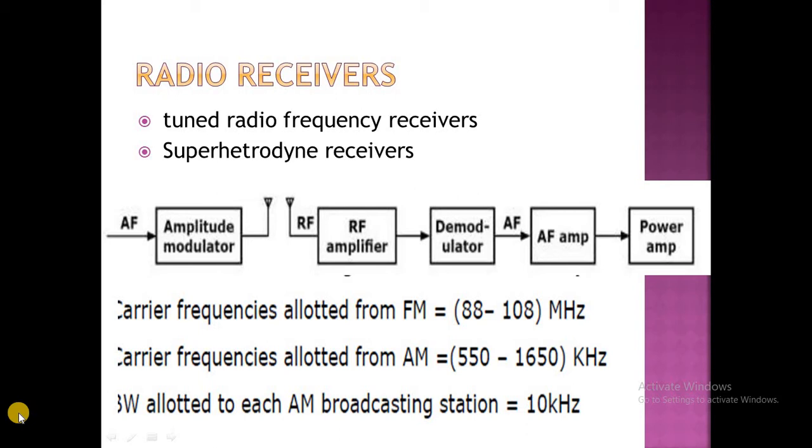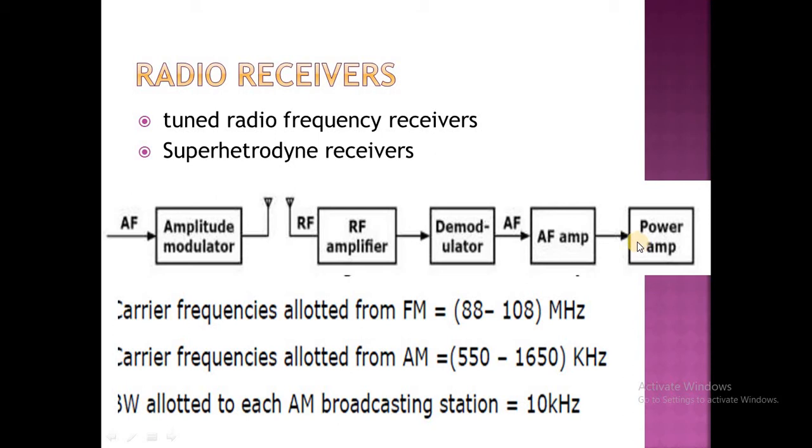Today our topic is radio receivers. Radio receivers are mainly divided into two types: tuned radio frequency receivers and super heterodyne receivers. It is the block diagram of tuned radio frequency receiver. The block diagram will consist of amplitude modulator, RF amplifier, demodulator, AF amplifier as well as power amplifier.